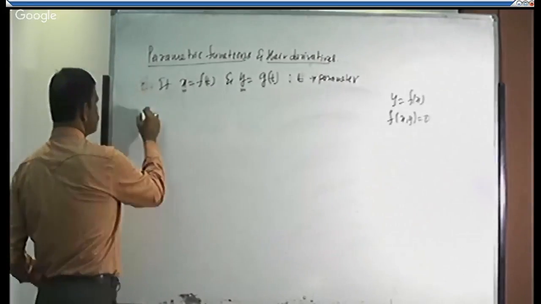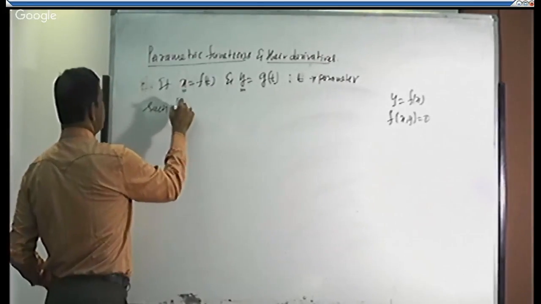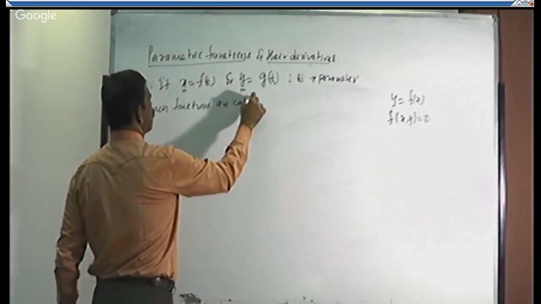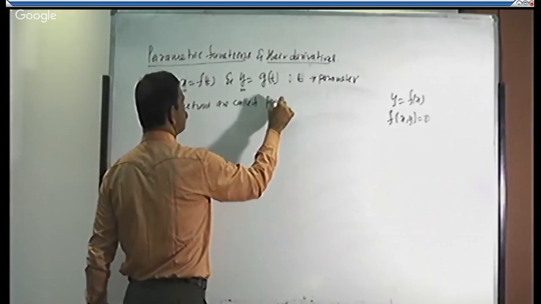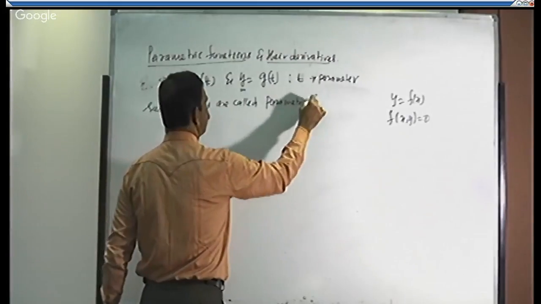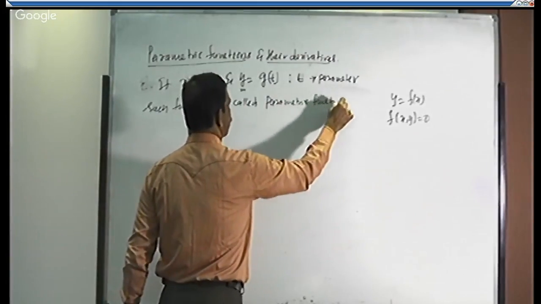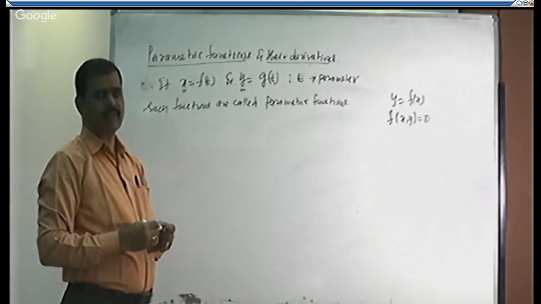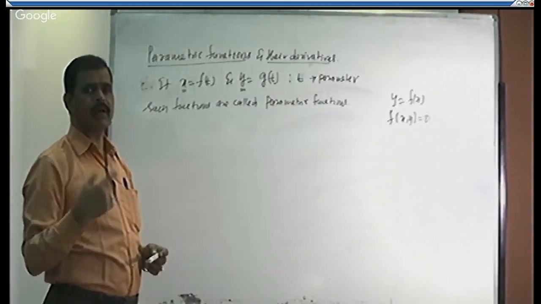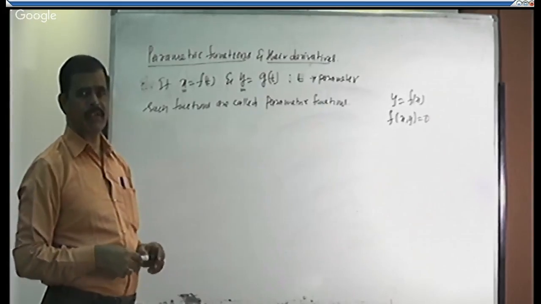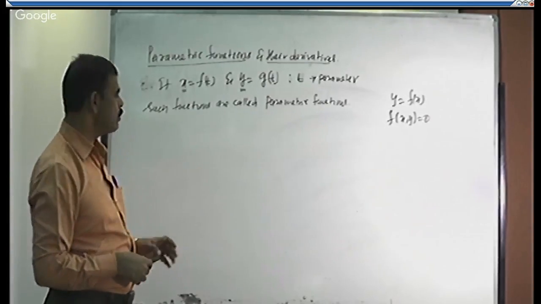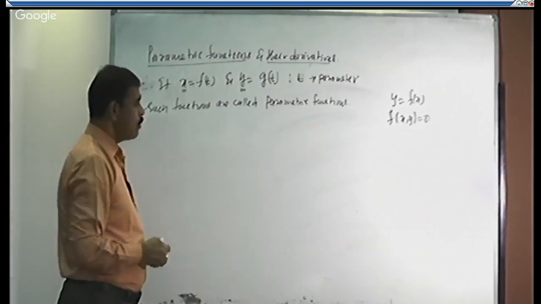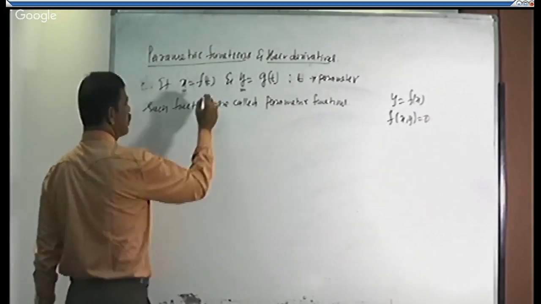Such functions are called parametric functions. Both variables x and y are given in another common variable. That common variable is said to be the parameter, and those functions are said to be parametric functions. How do we get the derivative of such functions?